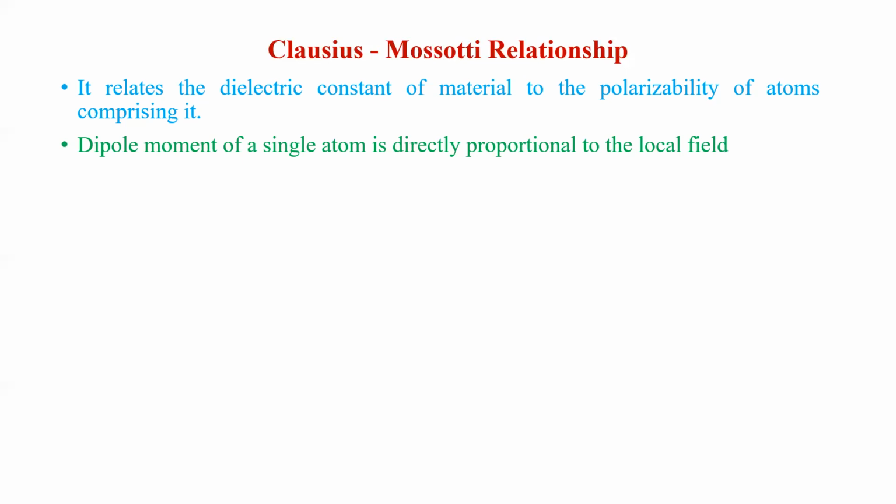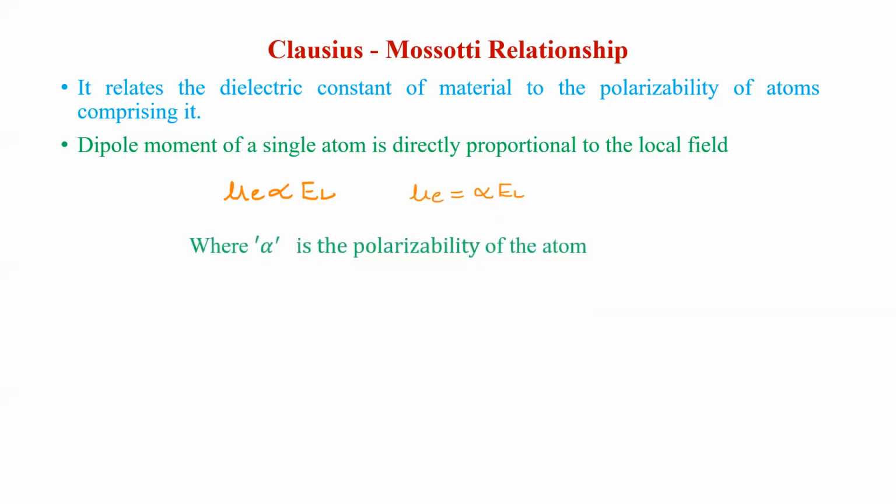So the dipole moment of a single atom will be proportional to the local field, and that dipole moment is represented by mu e and the local field is represented by El. Both are proportional, and when we remove the proportionality constant, we get mu e is equal to alpha times El. Here alpha is the polarizability of the atom.